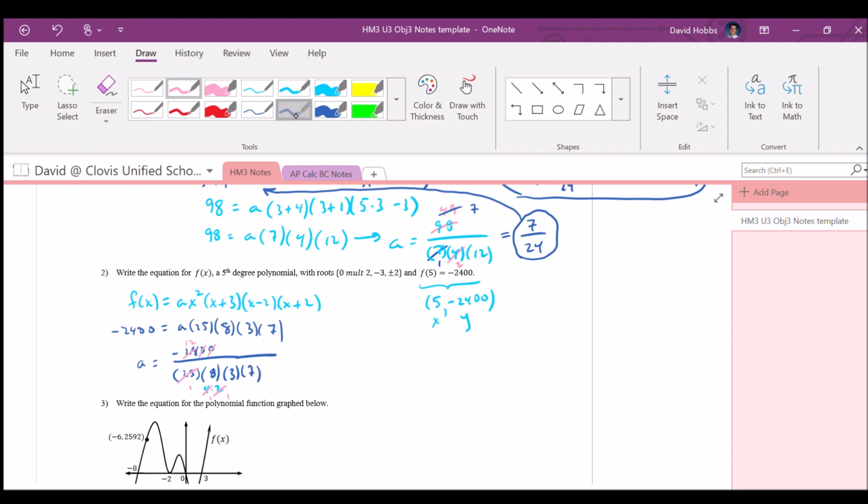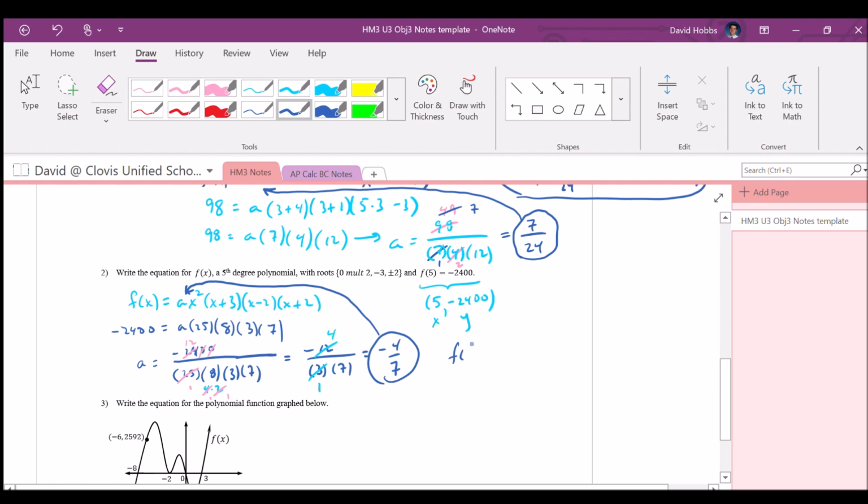Okay, so I'm getting a little busy right there, so we've got negative 12 over 3 times 7, and 3 goes into both of those, and so the a is negative 4/7, and so if we substitute that in for the a, we will be done.